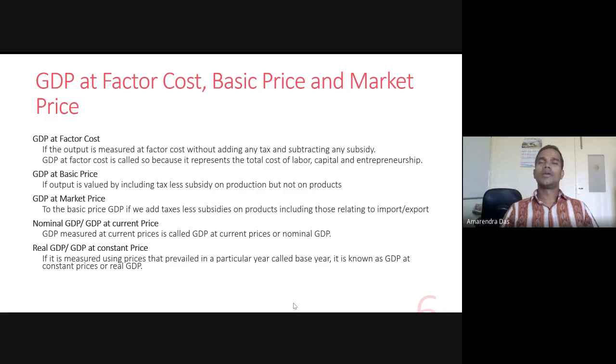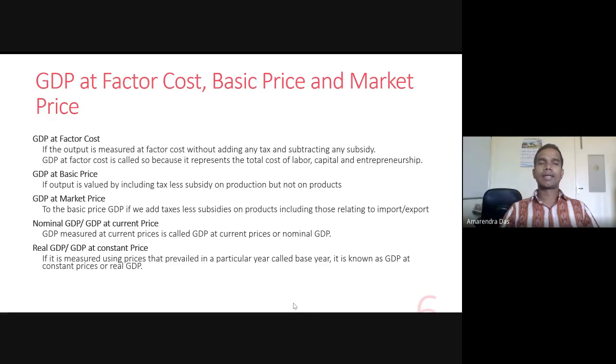It's not that all outputs are produced in factories. There are also farmers, but we can say that all the output, without getting into the market, has no tax imposed or no subsidies received, and that's how GDP at factor cost is. That is actually what GDP at factor cost is.